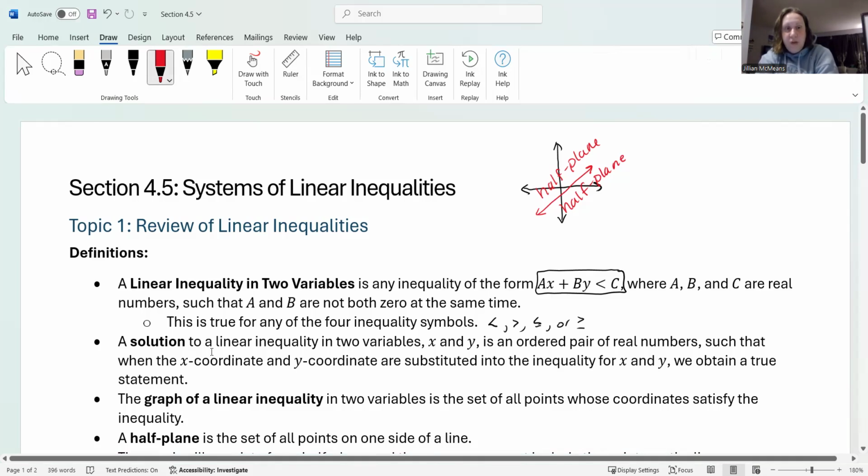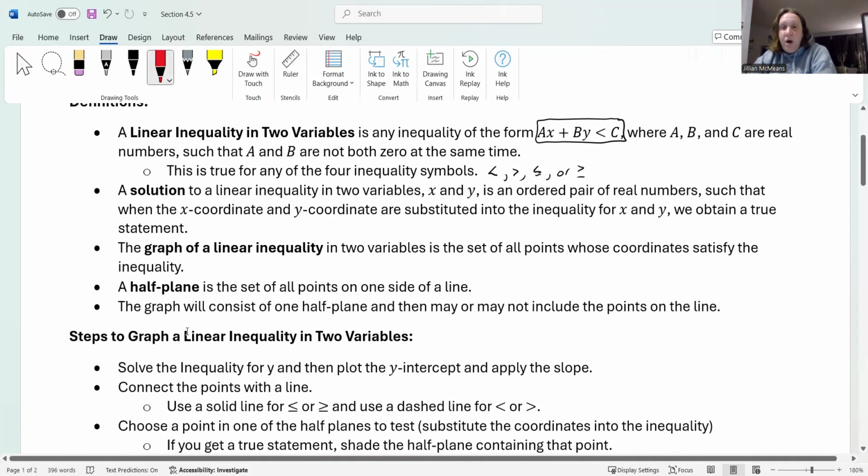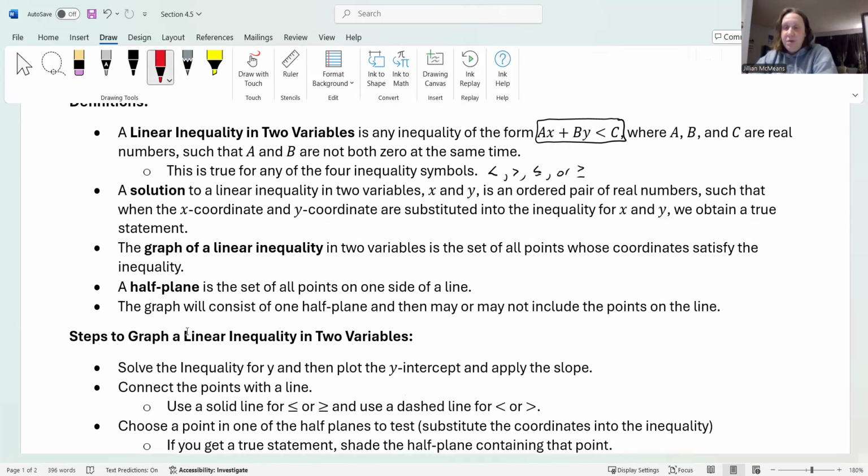Okay. So the graph of a linear inequality in two variables is the set of all points whose coordinates satisfy the inequality. That's what I was just telling you about. So you have the points on the line, or maybe not, and then you have one of the two half planes. Now a half plane, remember, is the set of all points on one side of the line. So you have the line itself, it's a boundary. Above the line is one half plane, and below the line is another half plane. So the graph again is going to consist of one half plane and may or may not include the points on the actual line.